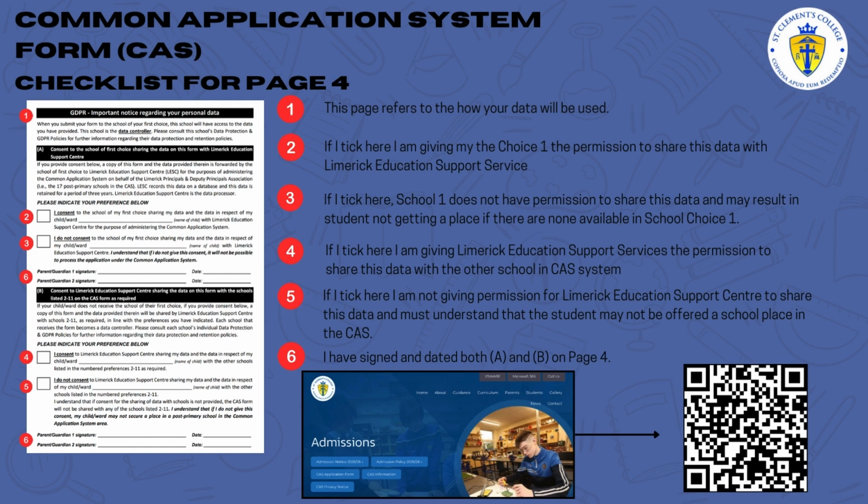If a parent does not consent to the sharing of data in A or B, then there is a possibility that if there is not a place in school number 1, that the student will not secure a place in a post-primary school in the Common Application System area. Therefore, if you want to be considered for your second, third and fourth, etc. choices, then you must tick I consent at 2 and I consent at 4, and the parent and guardians must sign and date both section A and B labelled 6 here. So in all, parents should have signed the Common Application System form 3 times.